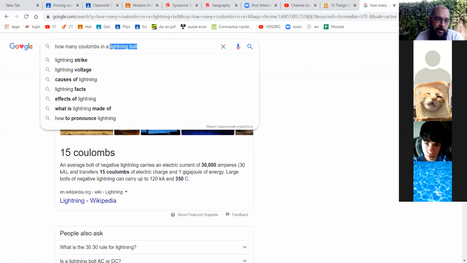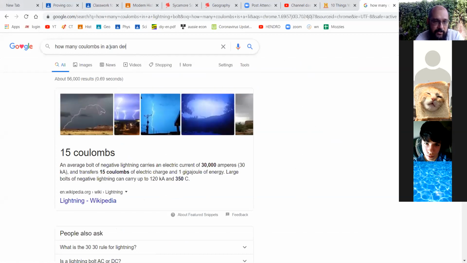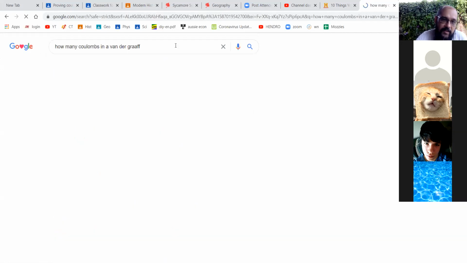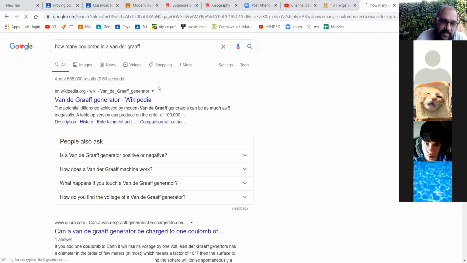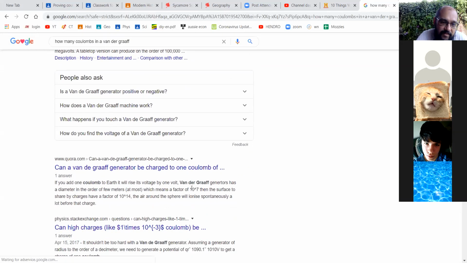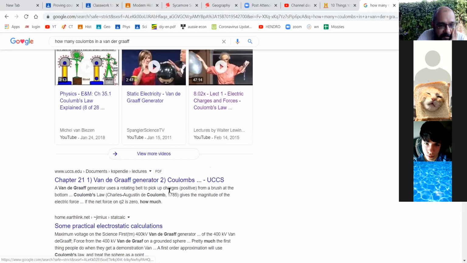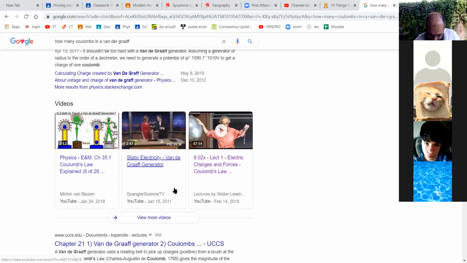How many coulombs in a Van der Graaff bolt? It doesn't say. I think it's not even one. It's megavolts. Well, look at that. Can we figure it out? I don't want to. I've been zapped by one before. There should be an equation that allows you to figure it out.